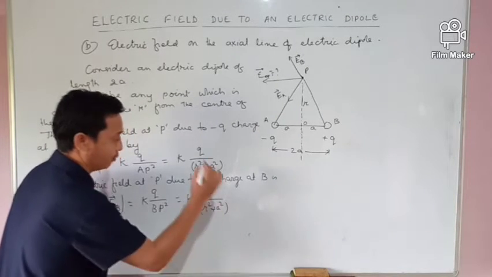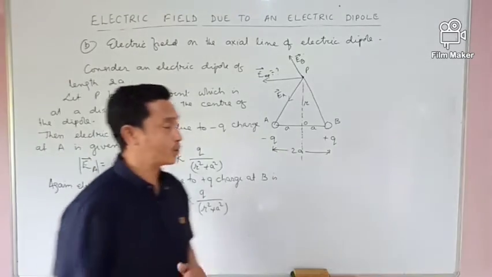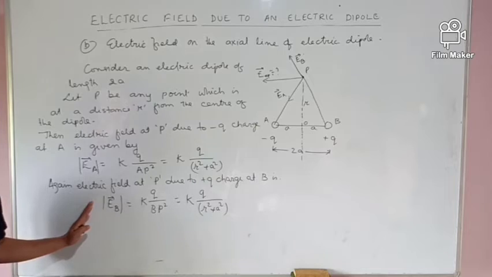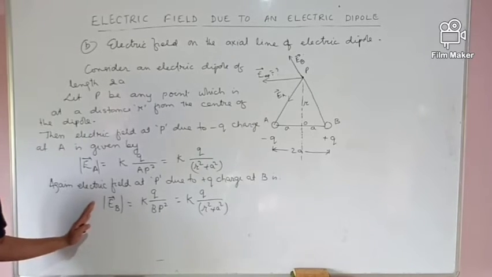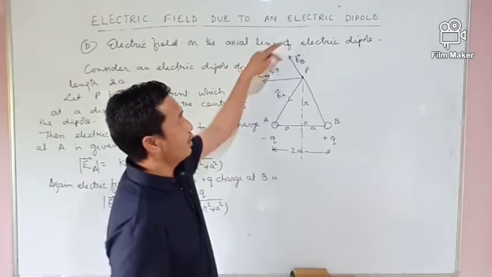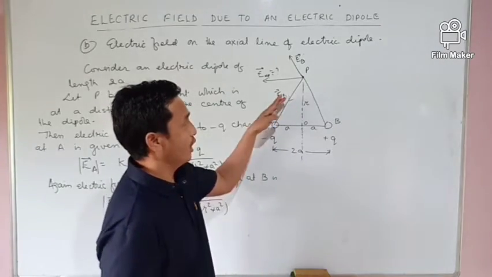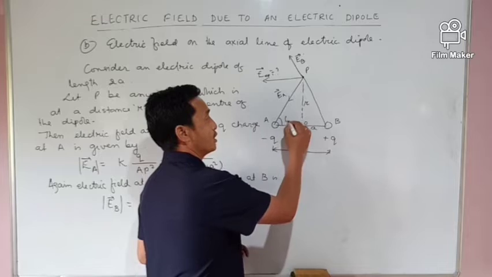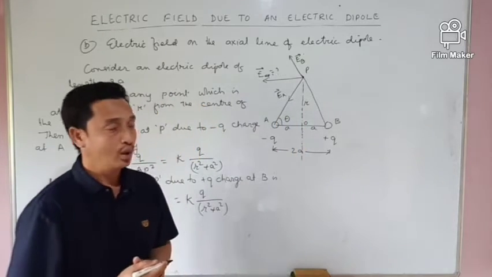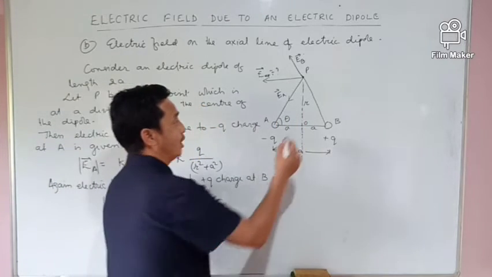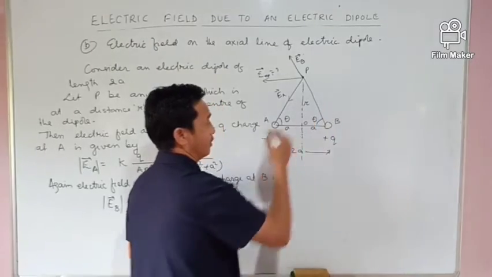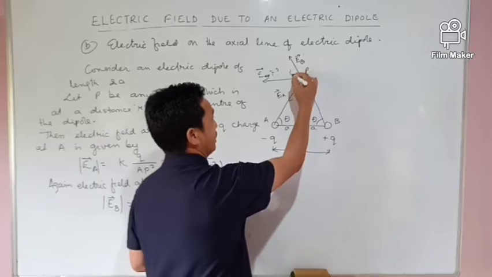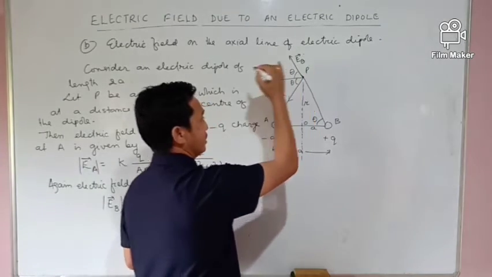Now one interesting thing happens here: both EA and EB are equal in magnitude, but they have different directions. So EA is along this direction and EB along this direction. And now let's consider this angle as theta. Now let's consider this angle as theta, and this angle also as theta. So now if this angle is theta, then this is theta and this is theta.